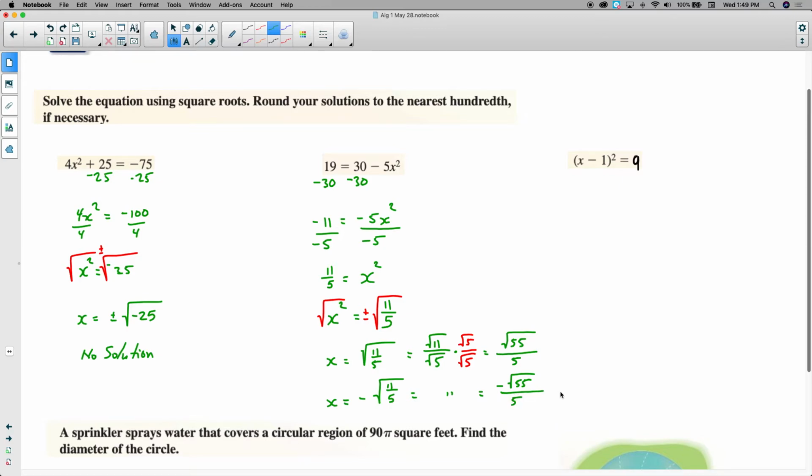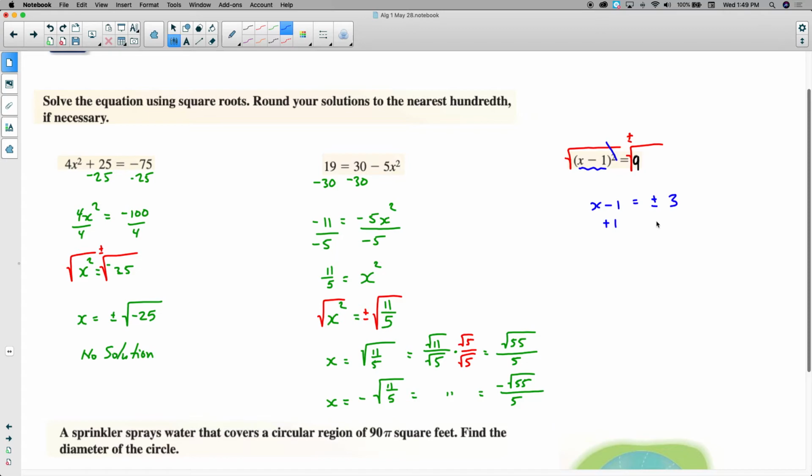Now let's get into this last one over here on the right. The item that's being squared is now the binomial x minus 1. So I can get rid of this squared by rooting as usual. I'm going to root this side as well, not forgetting the plus or minus. Those cancel out, and I'm left with x minus 1. And over here I have plus or minus 3, the square root of 9 being 3.